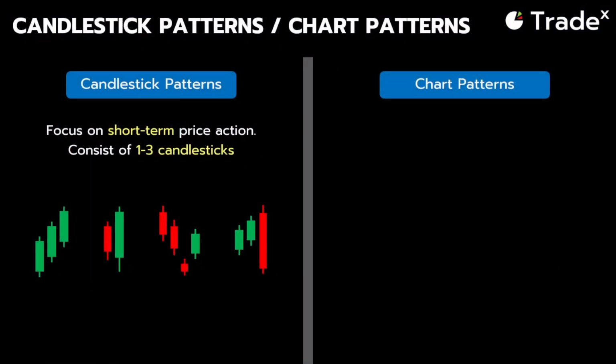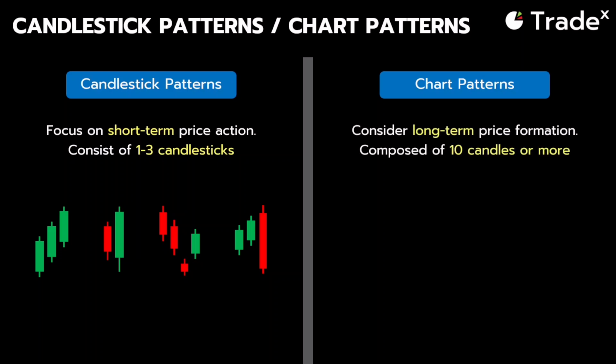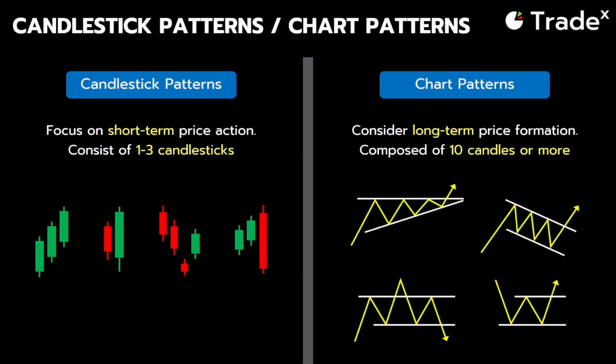Candlestick patterns generally focus on short-term price action, typically consisting of 1 to 3 candles. These patterns are designed to capture quick shifts in market sentiment and indicate potential price movements over a short period. Chart patterns, in contrast, provide a broader view, often unfolding over 10 or more candles. These patterns form distinct shapes on the chart, revealing underlying market psychology and indicating potential long-term trends or reversals.